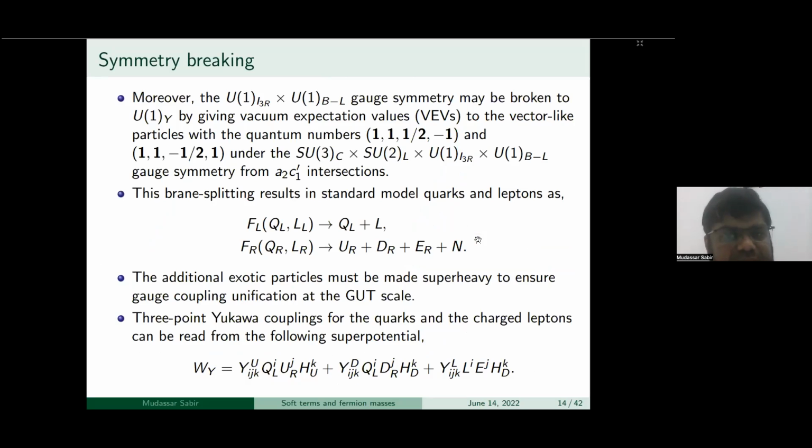1 under the SU(3) color times SU(2) left times U(1) I3R times U(1) B minus L gauge symmetry from the A2 C1 prime intersections. This brane splitting results in standard model quarks and leptons as follows, and the additional exotic particles must be made super heavy to ensure gauge coupling unification at the GUT scale. And we have the following 3-point Yukawa couplings for the quarks and the charged leptons, which can be read from the following superpotential.